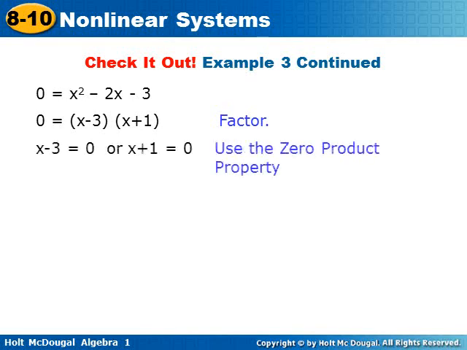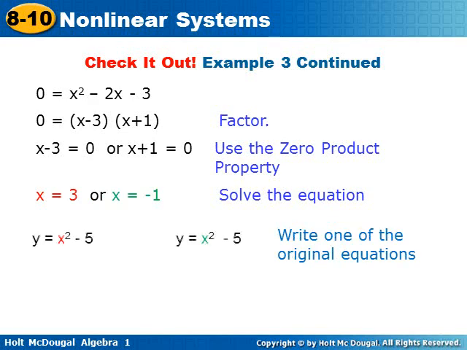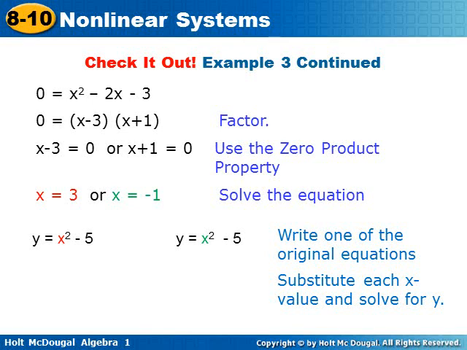And then we're going to use the zero product property. And we're going to solve both equations. And we get 3 or negative 1. We're going to write one of the original equations down. So the y equals x squared minus 5. And plug in our x values to solve for our y. So we get the ordered pairs of where they would touch on the graph.